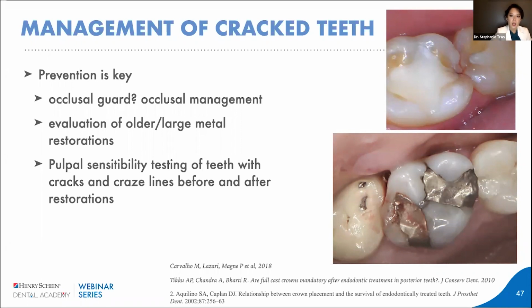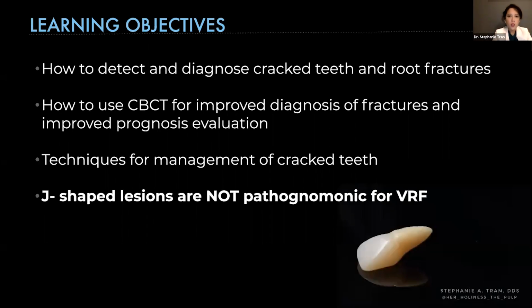Because we know that a lot of times, especially around these older metallic restorations, these cracks are a lot deeper than we think. So overall, I know it's pretty complicated to not only classify cracks and fractures, but also how to detect and diagnose them. But hopefully today you will have gained some tips and tricks and a better understanding of not only how to diagnose them, but also evaluating a CBCT to diagnose a possible crack or vertical root fracture, and also some considerations for the prognosis, the management, and the overall long-term survival of these teeth. And the biggest takeaway is that J-shaped lesions are not pathognomonic for vertical root fractures or split teeth.